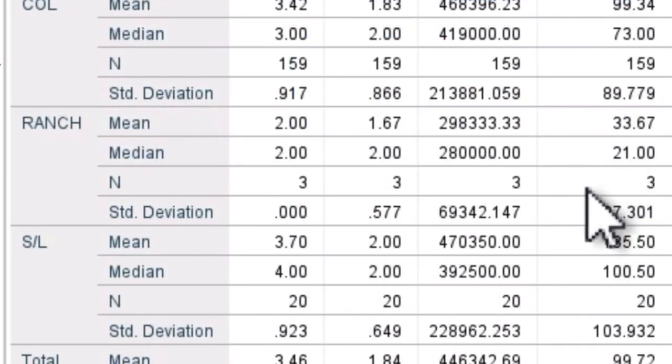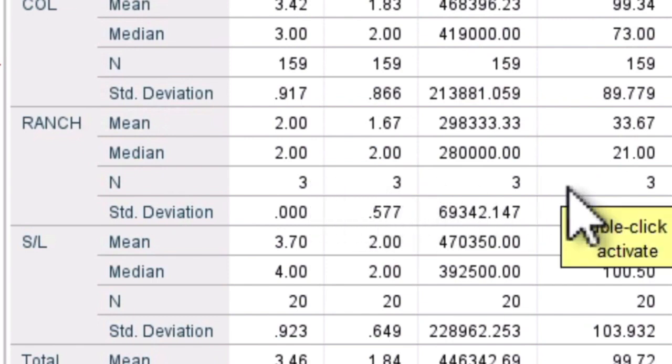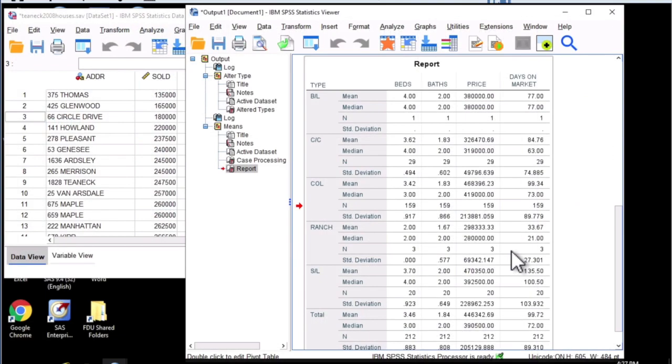Then we're going to look at ranch houses, and we've got 3 ranch houses, but that's really still not enough for us to really think is going to tell us anything serious. We would like to see preferably 30, but at least say 10 or 20 houses before we can start feeling justified in making comparisons. So what we've really got here to look at is Cape Cods, the Colonials, maybe the split levels.